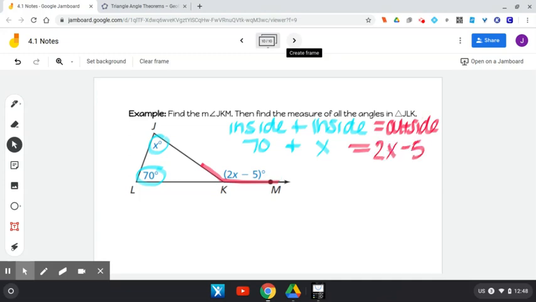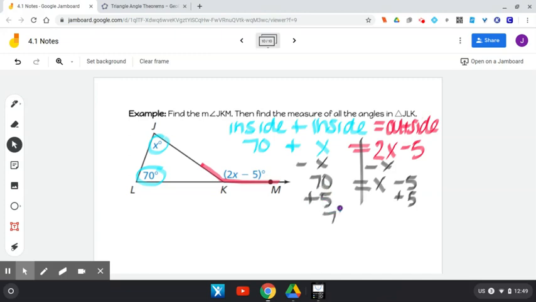So to solve this equation, I want to get x on one side of the equal sign. I can move the x or the 2x. I'm going to move the 1 by itself, which leaves me with 70 equals x minus 5. And then I'll go ahead and add 5 to both sides. So x is 75. But the question doesn't ask for me to find x, even though I have to do that. It asks me to find all of the angles.